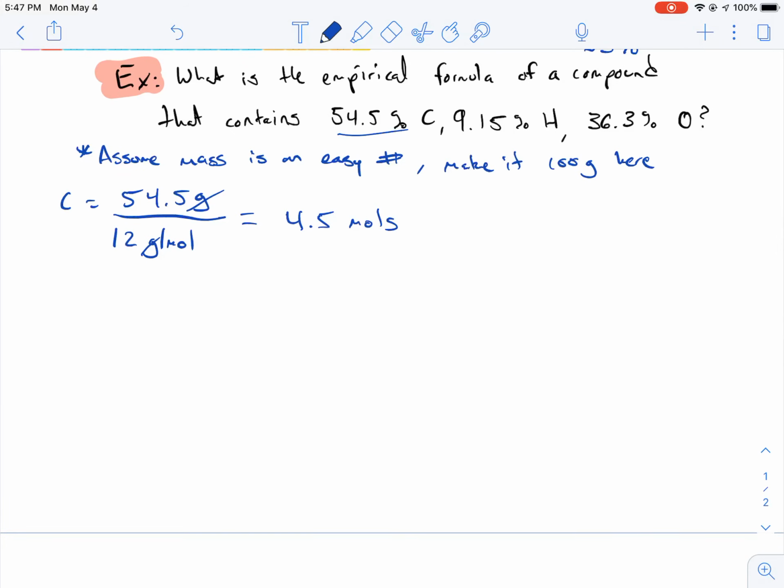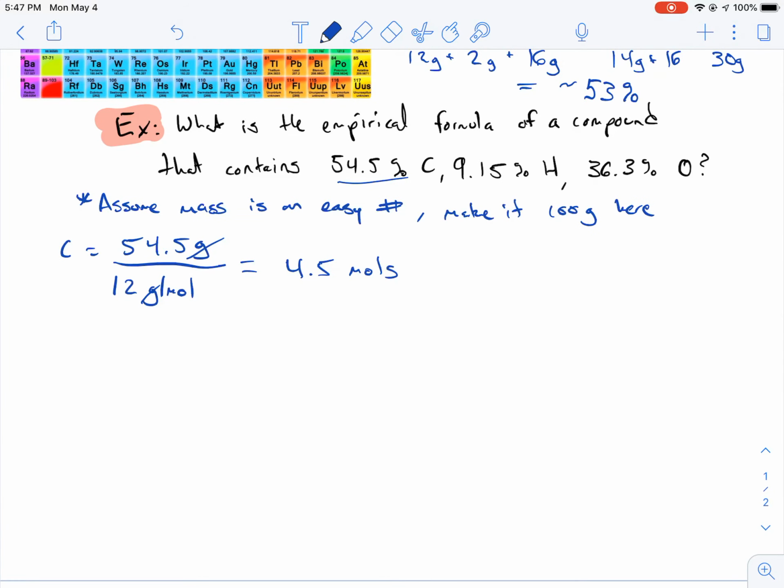Let's move down a little. We will move on to hydrogen. Hydrogen, we have 9.15 grams. We'll divide that by 1 gram per mole, and that is once again because hydrogen's relative atomic mass is 1. Cancel, cancel, and we have 9 moles. We'll go down to oxygen. We have 36.3 grams.